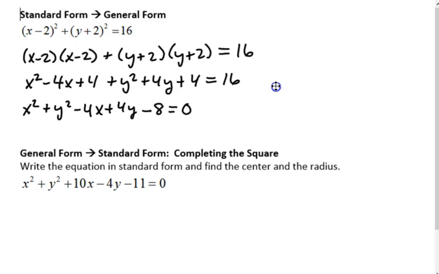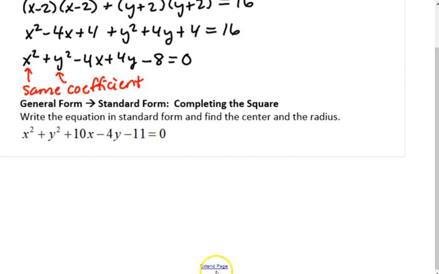Notice in our general form that we have two squared terms with the same coefficient. They both have a coefficient of 1. That indicates that we have a circle. We'll be looking at some of our other conic sections and seeing how those differ from the circle.